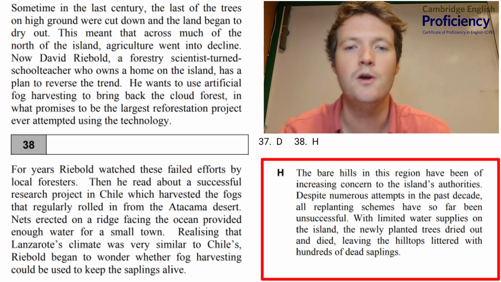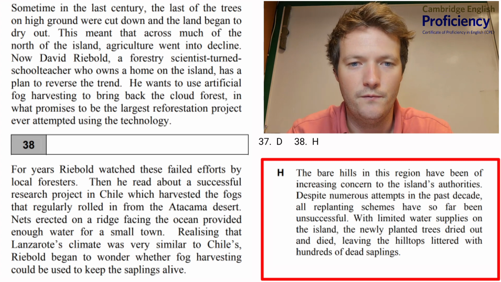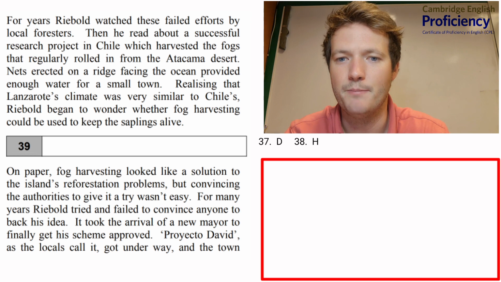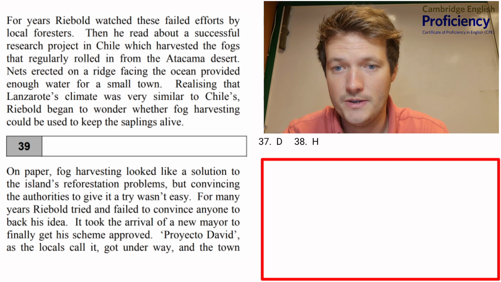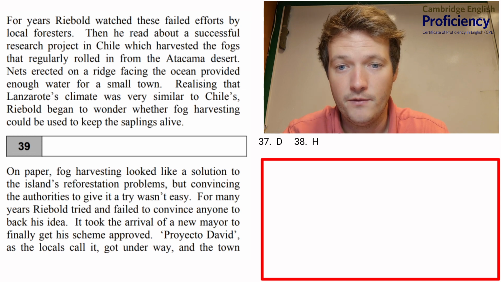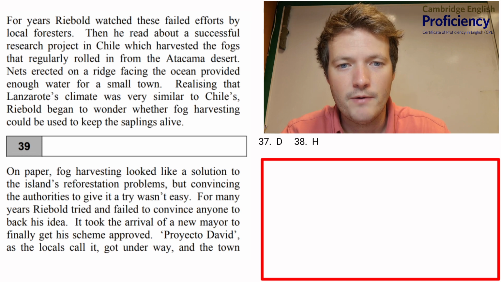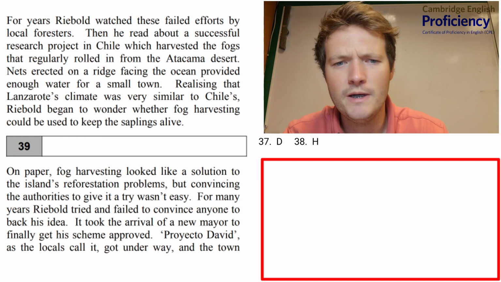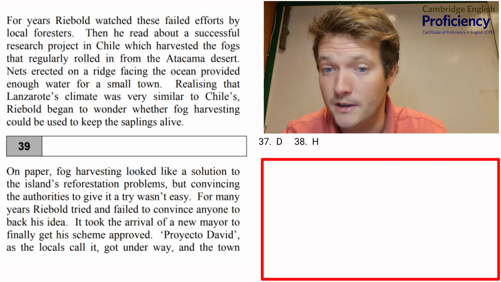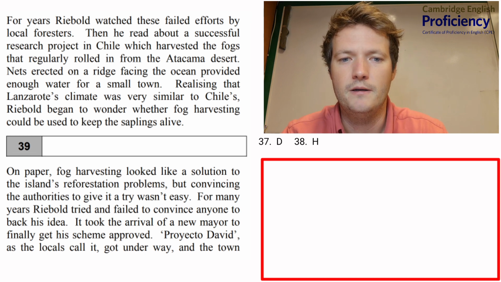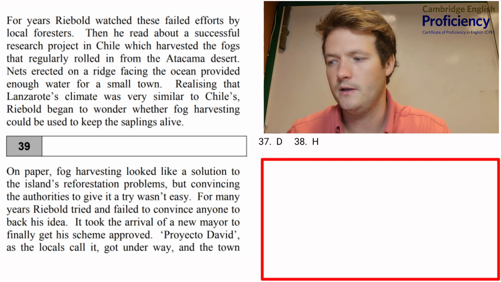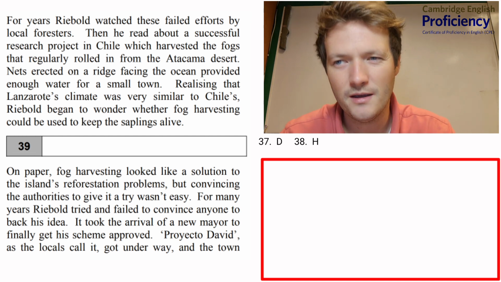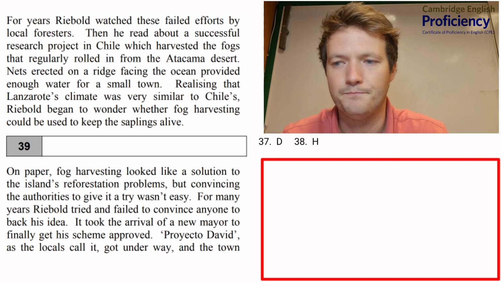For years, Ribald watched these failed efforts by local foresters, and then he read about a successful research project in Chile, which harvested the fogs that regularly rolled in from the Atacama Desert. Nets erected on a ridge facing the ocean provided enough water for a small town. Realizing that Lanzarote's climate was very similar to Chile's, Ribald began to wonder whether fog harvesting could be used to keep saplings alive. Okay, so we've got D and H, I think, pretty much eliminated from the options here.